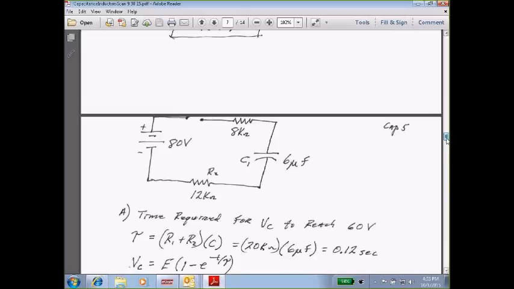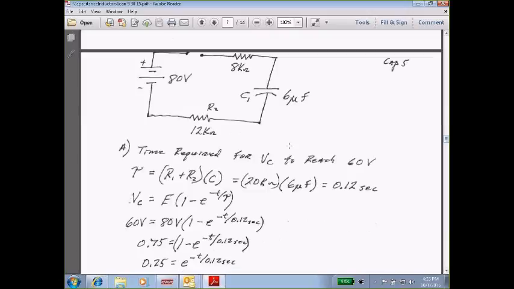Okay, this next one that we have is just a toggle switch up here. The very top of it kind of got skewed a little bit as it went through the scan. So we've got an 80 volt source, we've got a toggle switch, we've got 8 K ohms in series with C1, which is 6 microfarad, which is in series with R2, which is 12 K ohms. And we are looking for the time required for VC to reach 60 volts.